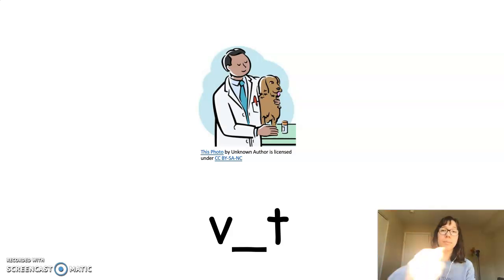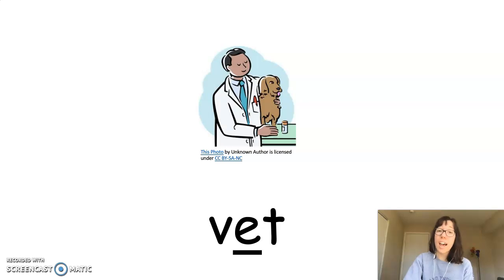I'll do it once more. Vet. V, e, t. Vet. What middle sound did you hear in the word vet? Did you hear e, made by the letter E? If you did, you're right on track. So in the word vet, we hear v, e, t. And we know that e is made by the letter E, so we put it into our word.